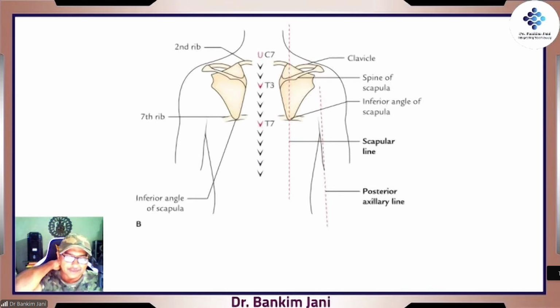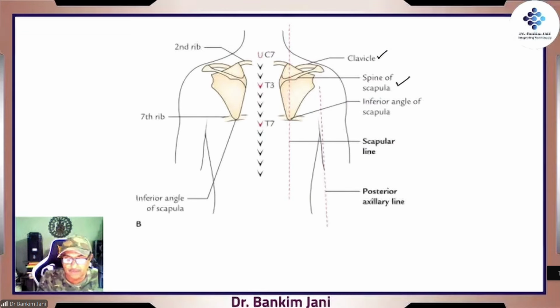So when you put the hand behind it, you'll find a very prominent bone, right? C7, cervical 7. And then there are thoracic vertebrae all the way, and then the lumbar. But the chest is made up of all those thoracic vertebrae, right? And the cervical there. And the most important bone, that is the scapula, and anteriorly, there is the clavicle.